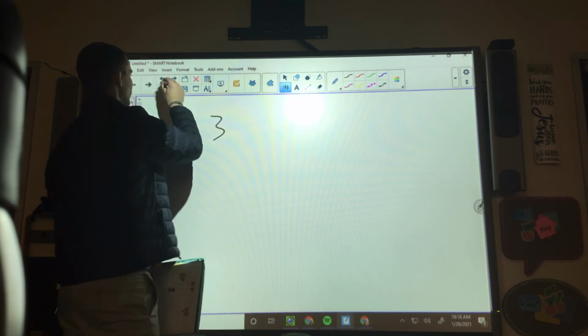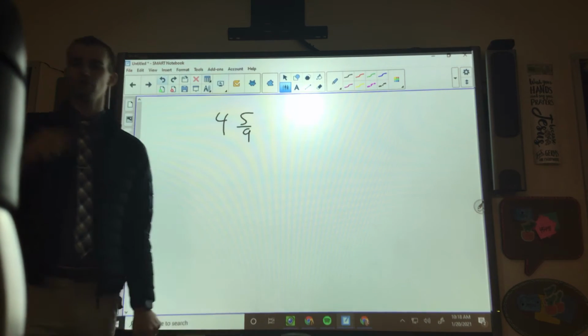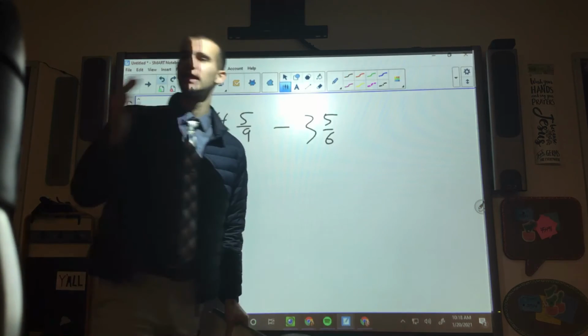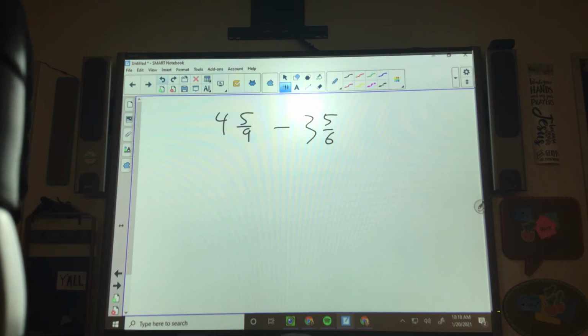Alright, 3 for guided practice: 4 and 5/9 minus 3 and 5/6. Oh, and sorry, the 4 and denominator. I'm going to change this up. You guys work out this one by yourself in your book. See if you can get it. If you get it, raise your hand. Guys, first step is you have to write the problem down. If you have questions or get stuck, let me know. I can help you out. But I want you to see if you can get this one all by yourself.